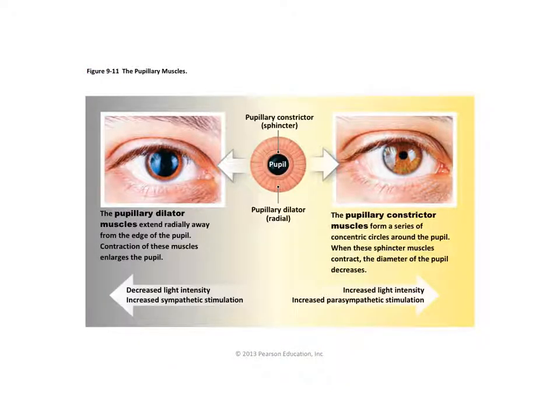This is showing a dilated pupil and a constricted pupil. The pupillary dilator muscles extend radially away from the edge of the pupil, and that results in an enlarged pupil. On the right, we see the pupillary constrictor muscles form a series of muscles in concentric circles around the pupil. When these sphincter muscles contract, the diameter of the pupil decreases.